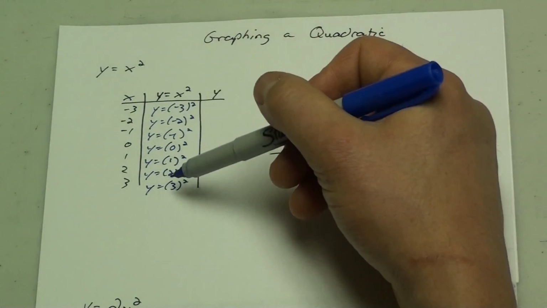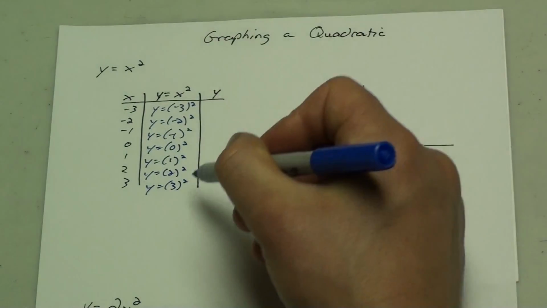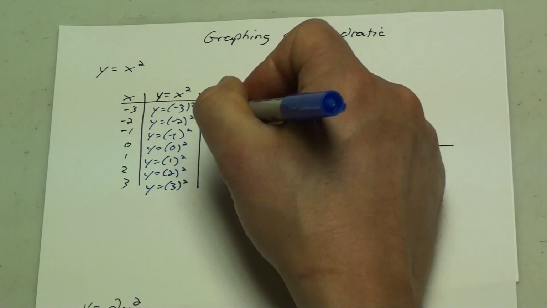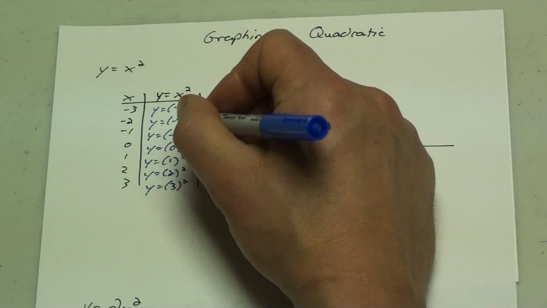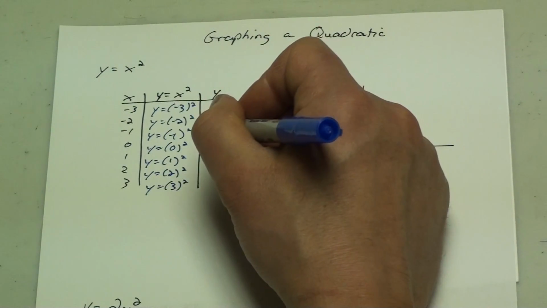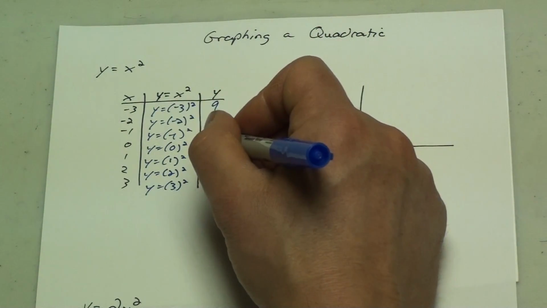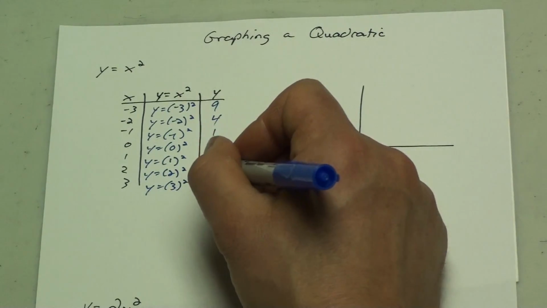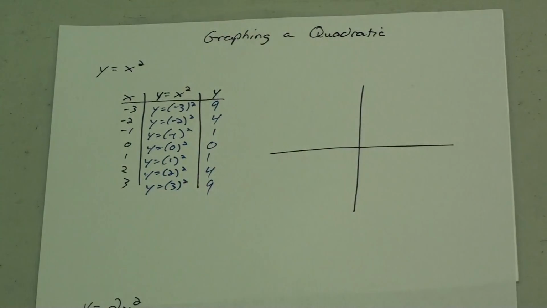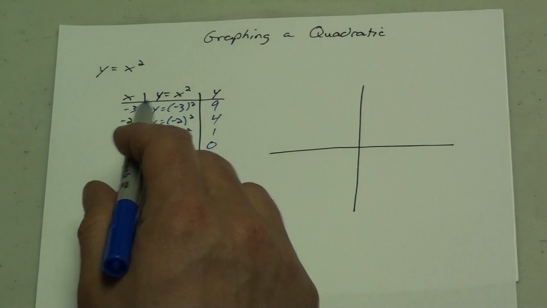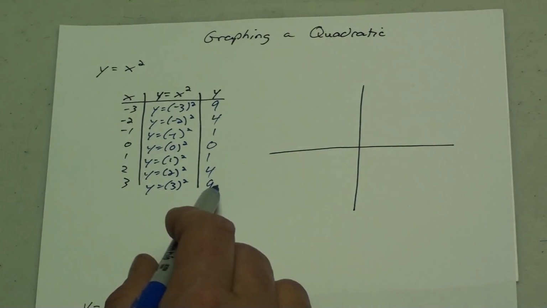Okay, so I plug the x values into the equation and I get, well, -3 squared is positive 9, -2 squared is 4. Any negative squared is back to a positive because negative times negative is positive. 0 squared is 0, 1, 4, 9. This gives me the x and y values of a graph.